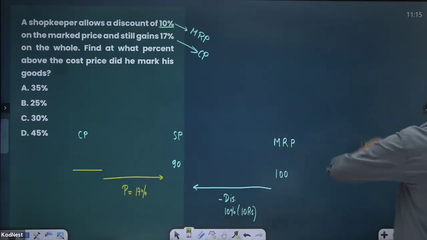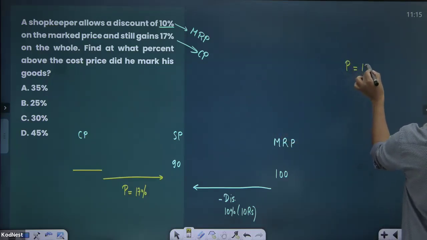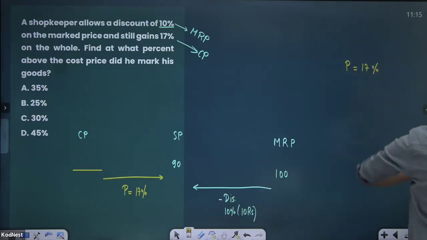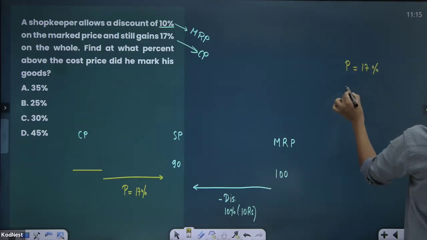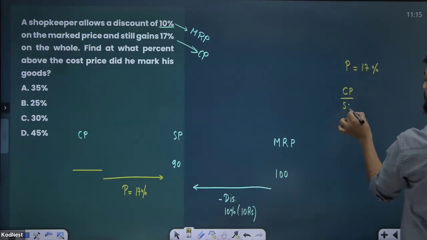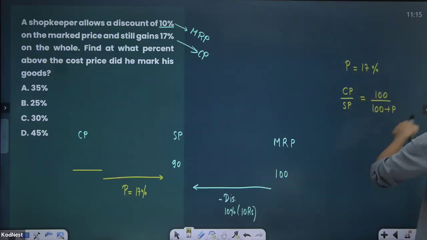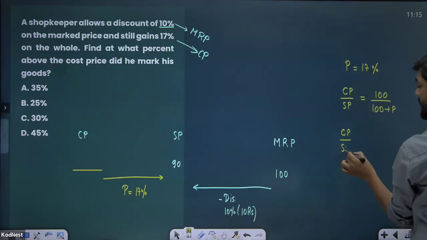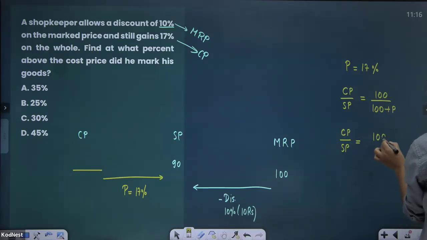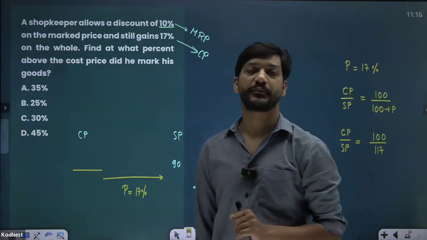Okay. So now carefully answer. Profit is 17%. Whenever cost price is not given, in that case, take it separately. Cost price by selling price will be equal to 100 by 100 plus profit percent value. This is what I have told you in the previous questions also. So cost price by selling price will come out as 100 by 117. Yes or not? Carefully answer first.